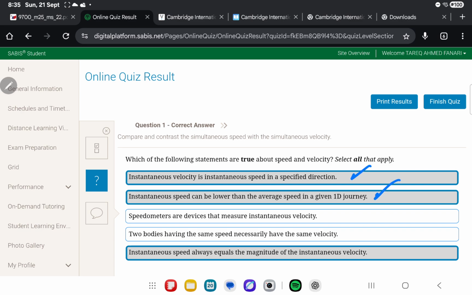The instantaneous speed always equals the magnitude of instantaneous velocity. As we said, instantaneous velocity is just instantaneous speed with a specified direction. So their magnitudes will always be equal. If, for example, I have 5 meters per second and negative 5 meters per second, and it's describing the motion of the same object, this would be its speed, and this would be its velocity.